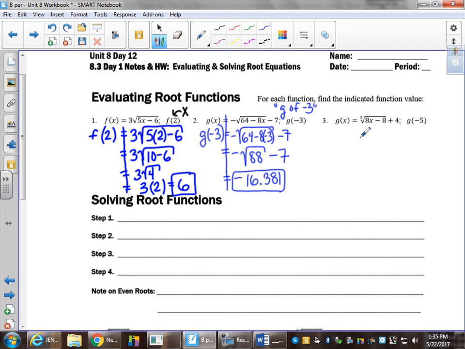Number 3, we have g of x equals the third root of 8x minus 8, plus 4. We are evaluating g of negative 5. So I put a line down my equal sign. G of negative 5. The process never changes, so I'm very carefully going to use the equation as a guide. And wherever I see x, I will plug in negative 5. I'll substitute in negative 5 using parentheses. Again, being very careful to make sure that that plus 4 doesn't end up under the radical by accident.